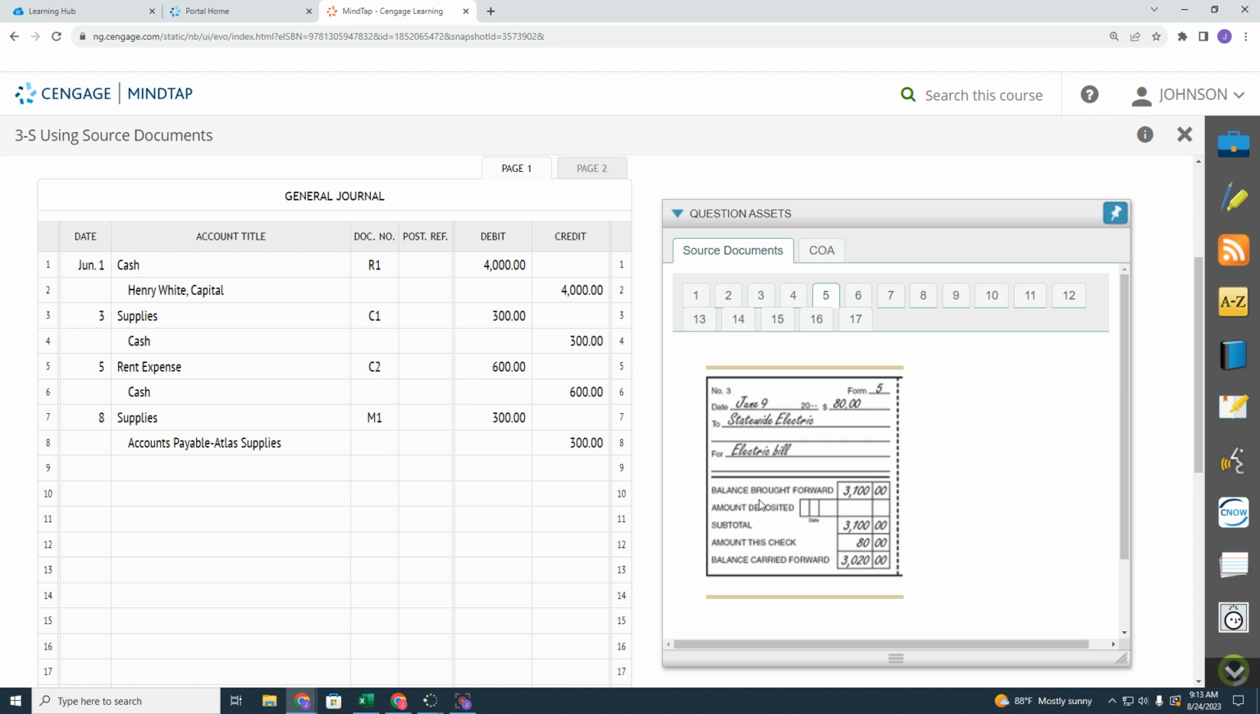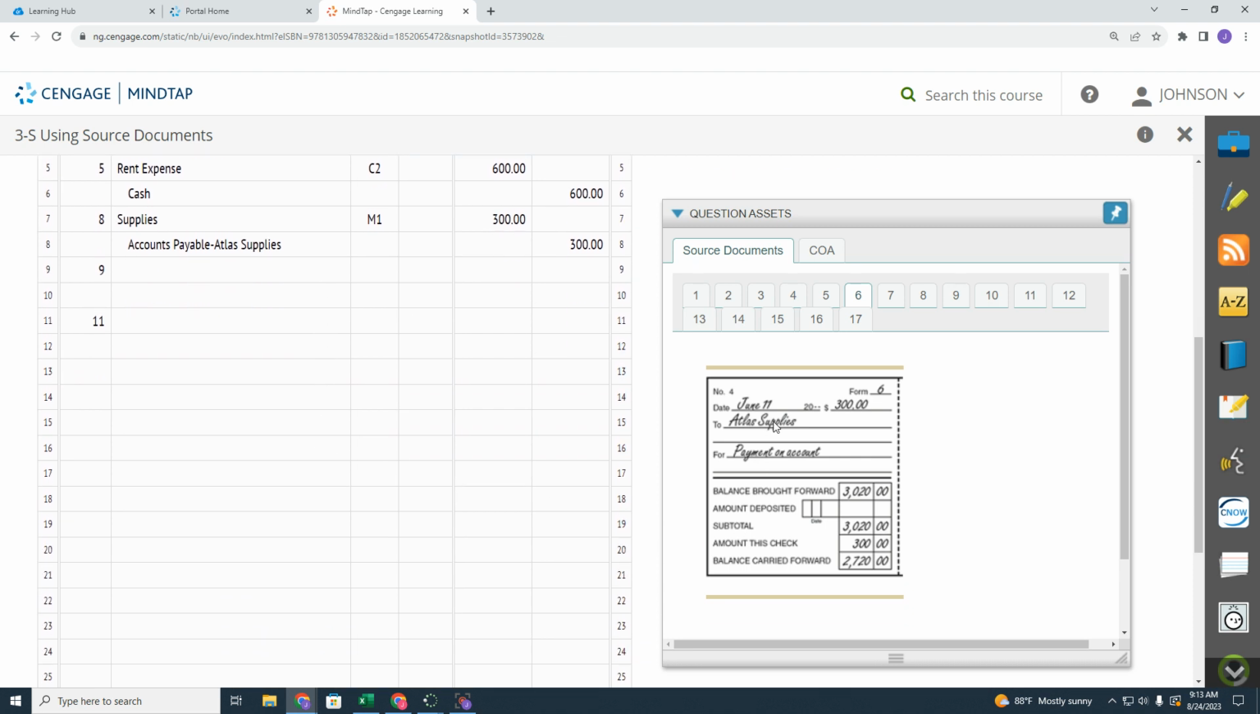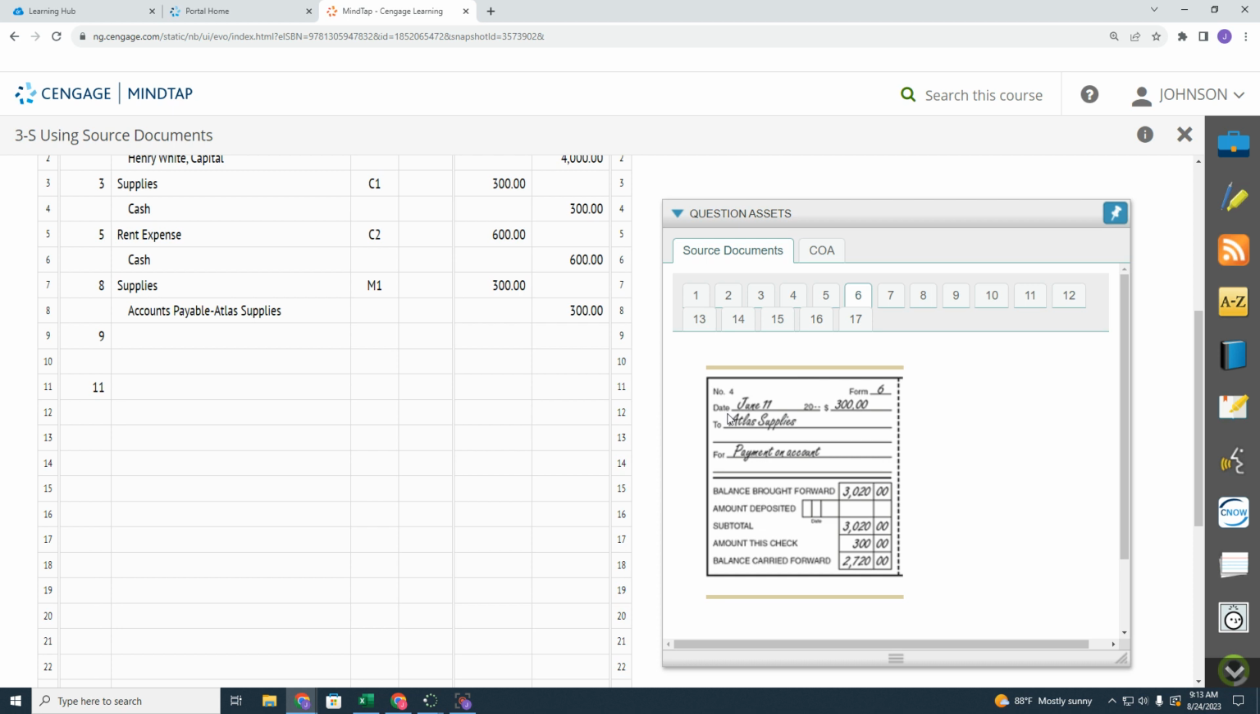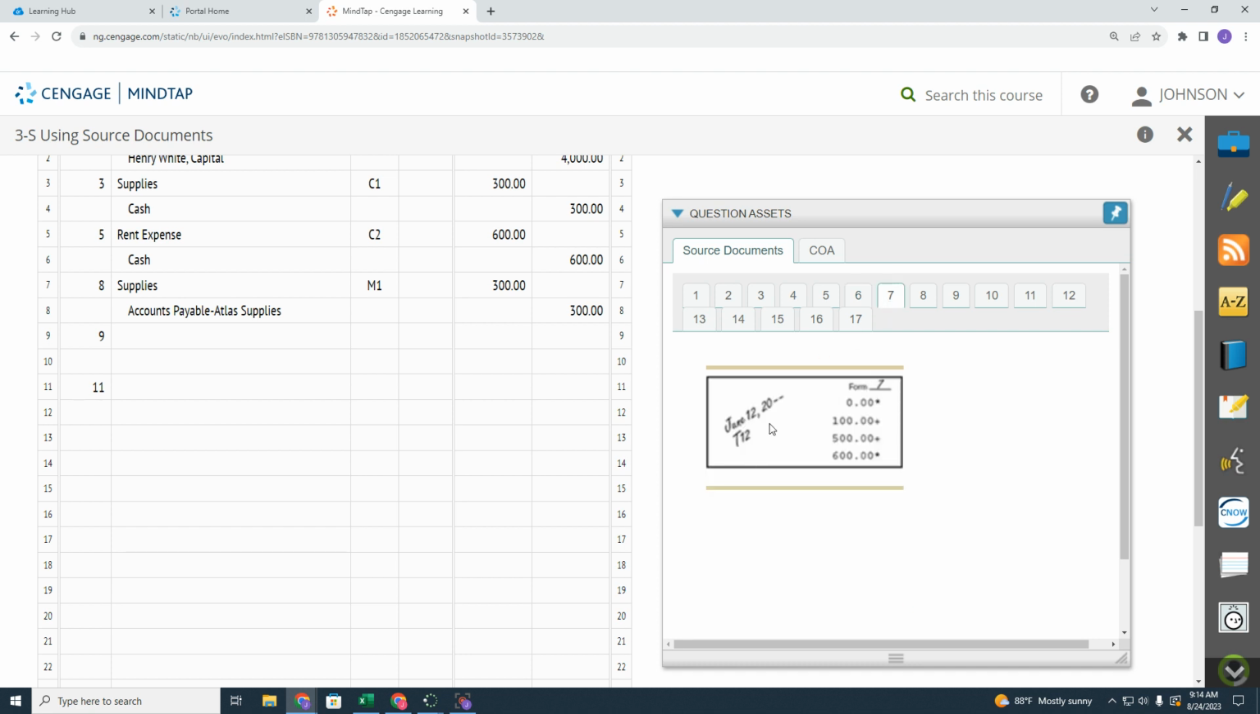Number 5, it looks like it's a check, so I'm going to skip this one because we've already done several examples of a check. This one looks like it'd be utilities expense. There's another check on the 11th. I'm going to skip that one as well because it looks like we're paying Atlas what we owe them. So I'm going to decrease the accounts payable here, and I'm going to decrease cash on the June 11th one.